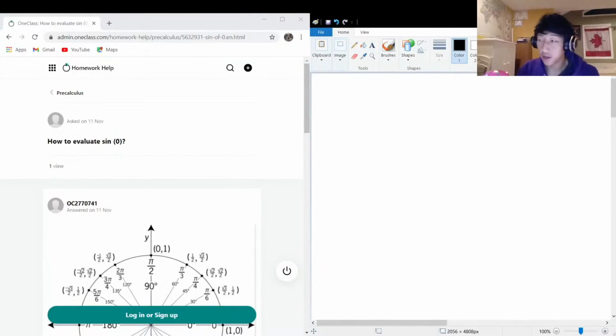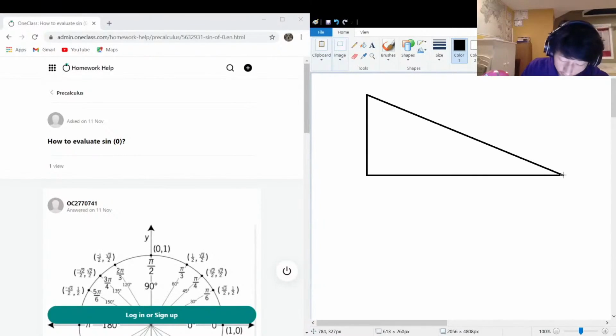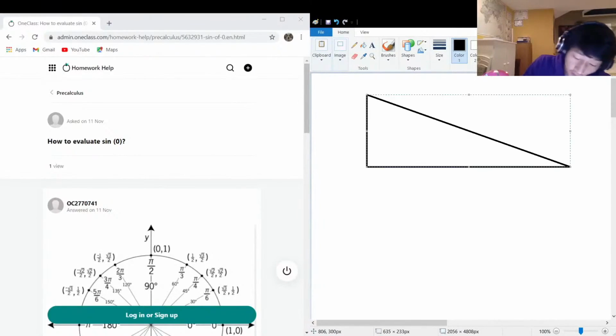The next question that we got on the menu today is how do we evaluate sine of 0? So let's think back to our SOHCAHTOA situations, which is just a small area of our unit circle knowledge and that type of stuff.